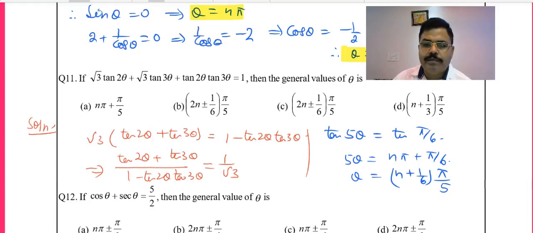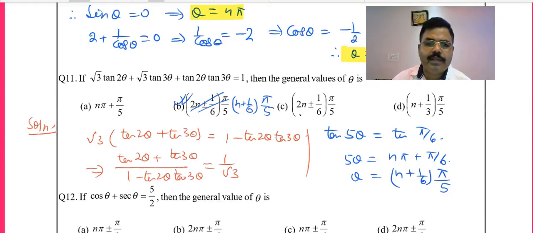So n plus 1 by 6 into pi by 5, that is what will come. This is pi by 3, tan 2 theta, tan 2 alpha, 5 by 6. So that will be the answer basically. There is a mistake here because both the answers are the same here. If I misprint the original file, it was like this. So the answer is pi by 5, answer is B.